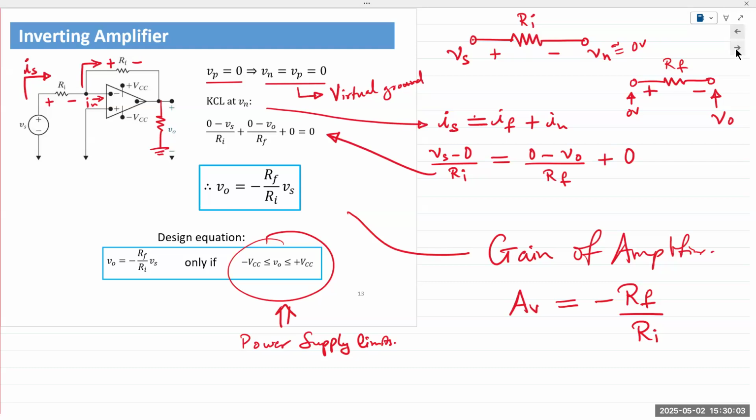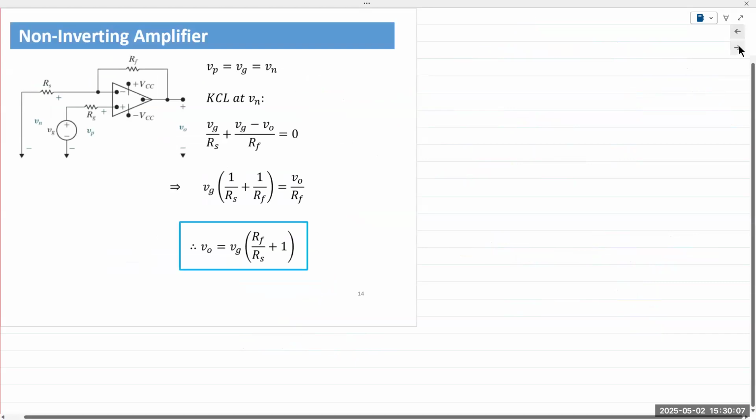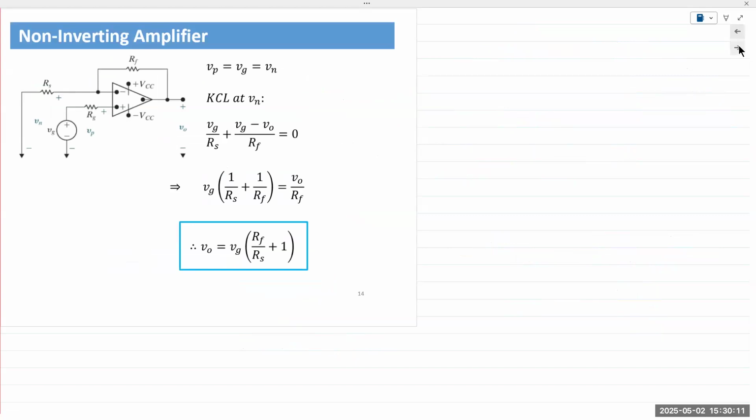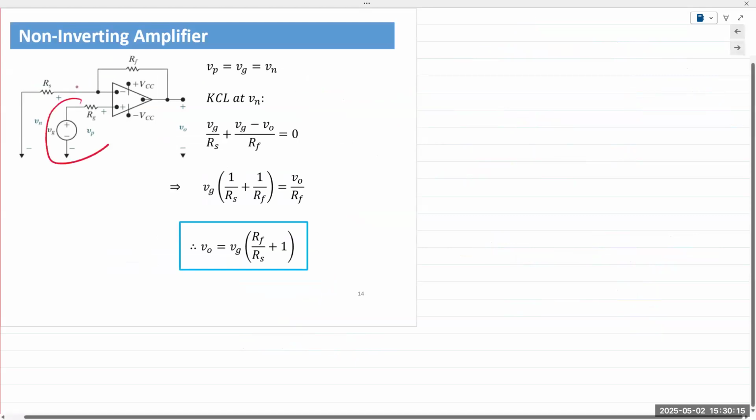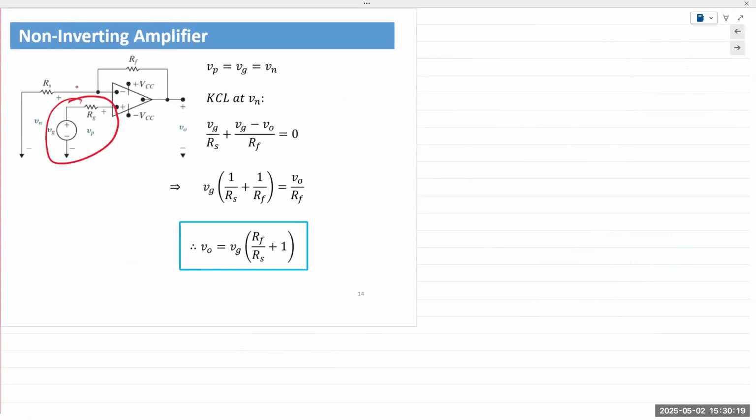All right, next circuit up is the non-inverting amplifier. Everything's the same. We have a feedback resistor, we have an input resistor line, but this time we are applying the input to the non-inverting terminal. Hence non-inverting amplifier. First, check for negative feedback. Negative feedback is present, yes.